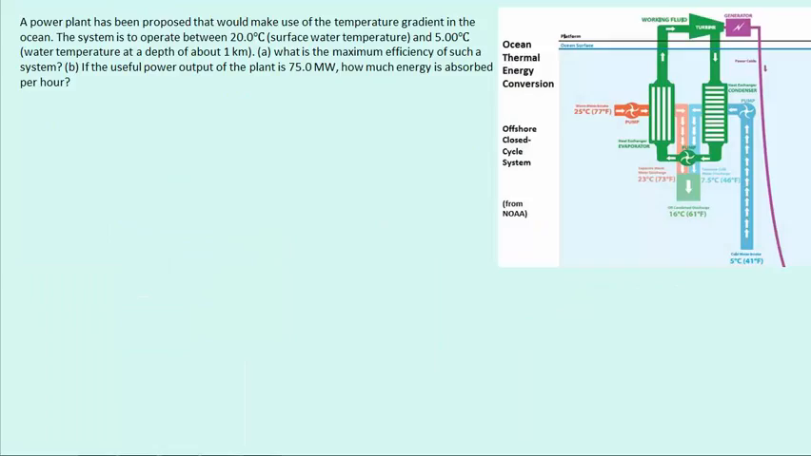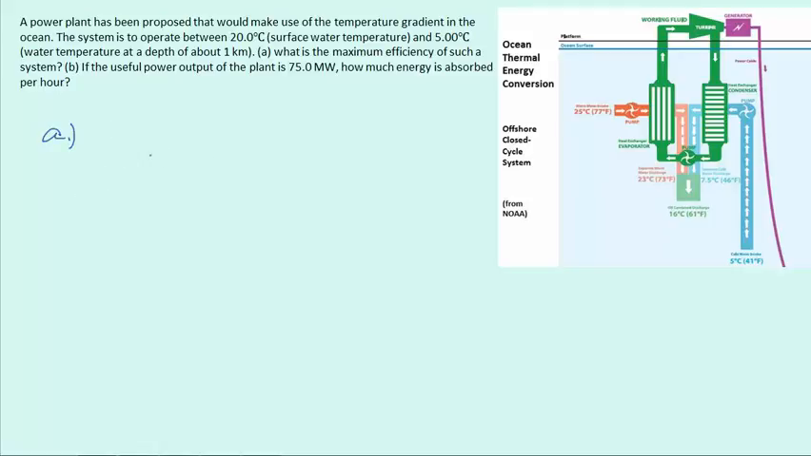So we're given an example that states that a power plant has been proposed that would make use of the temperature gradient in the ocean. The system is to operate between 20 degrees Celsius, which is the temperature of surface water, and 5 degrees Celsius, which is the temperature of water at a depth of about 1 kilometer. In part A, we're asked, what is the efficiency of such a system? So in part A, we're just asked to calculate the efficiency.